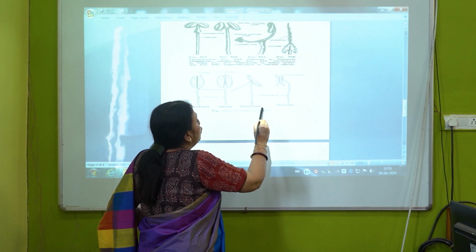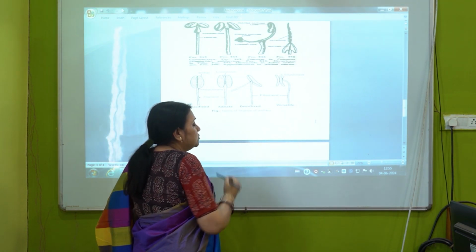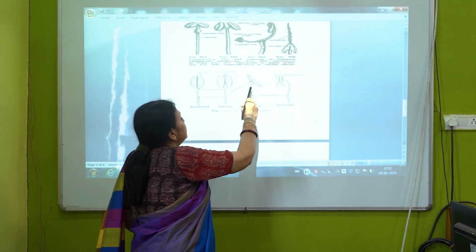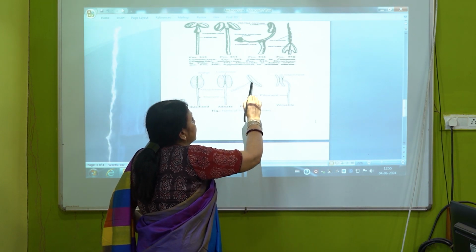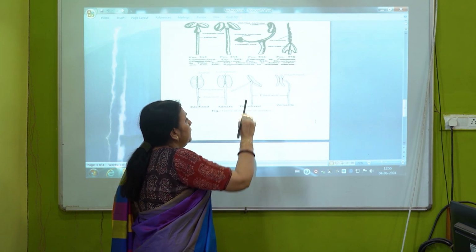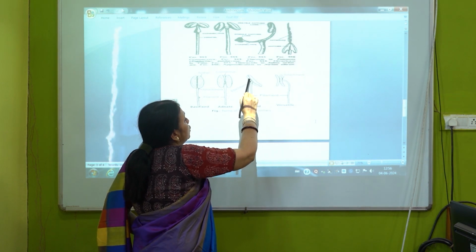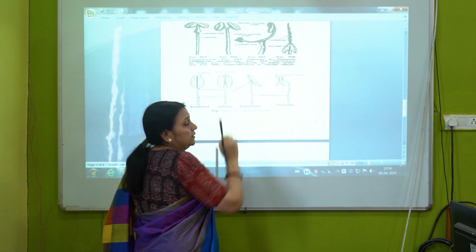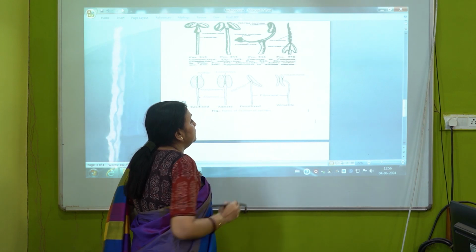And this is the dorsifixed, the third one. What is the dorsifixed type of anther? The filaments are attached at the dorsal portion of the anther. When filaments are attached on the dorsal portion of the anther, that is considered dorsifixed.